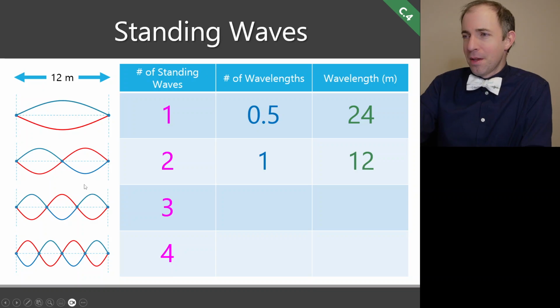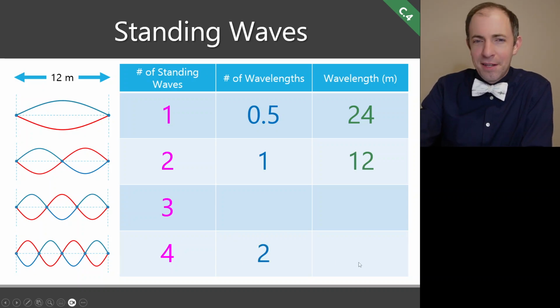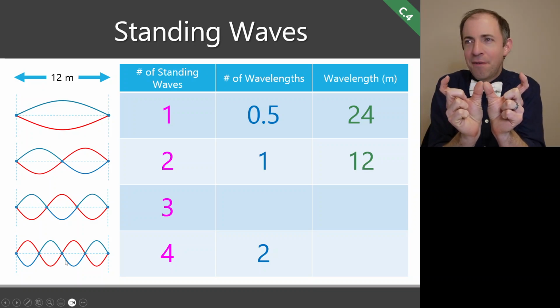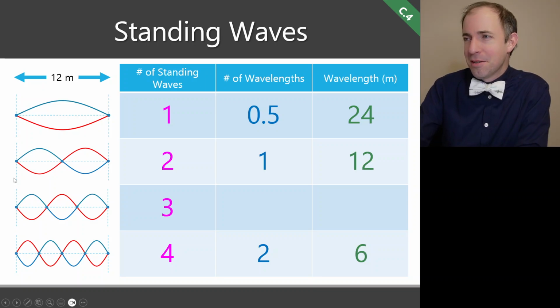If we jump all the way to the bottom, these 4 standing waves actually have 2 complete wavelengths, down to the bottom and back to the top, bottom back to the top, 2 wavelengths showing up there. That means 2 waves fit in 12 meters, so each one is going to be 6 meters. 12 divided by 2 is 6.